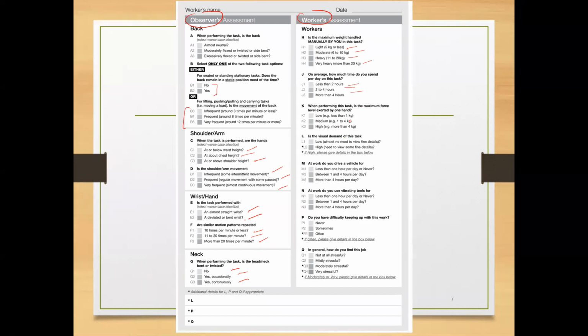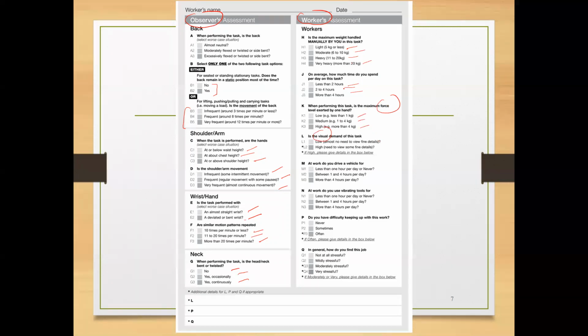So you can see that these questions are different than the ones that the observer observed. So, related to weight, duration, then the force exertion. What is the force exerted? Less than 1 kg, 1 to 4 kg, or more than 4 kg.